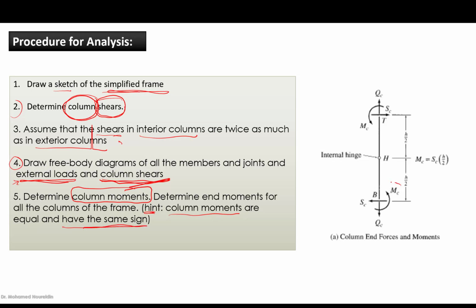Look here, this is column end moment, MC. This is the top end. They are having the same counterclockwise orientation, and they are having the same magnitude. Okay, remember that well during the analysis. Okay, and this MC is going to equal SC, which is the shear of the column, times H over 2, which is exactly half of the column height. So they are equal in magnitude and in sign as well.